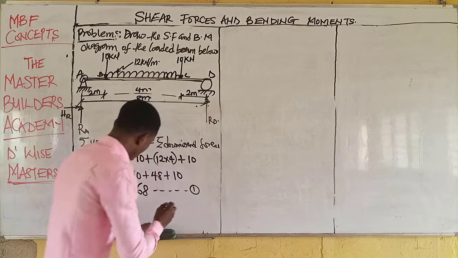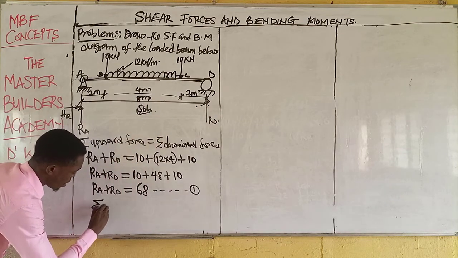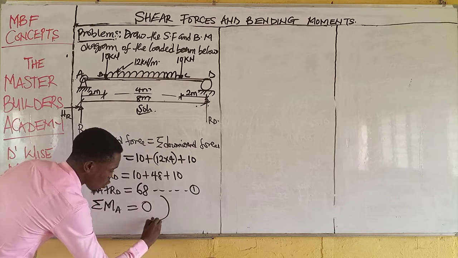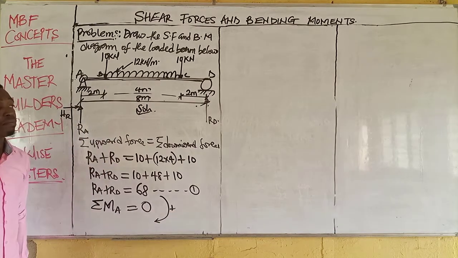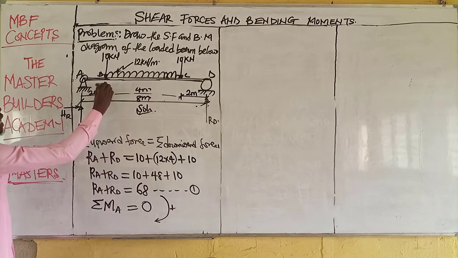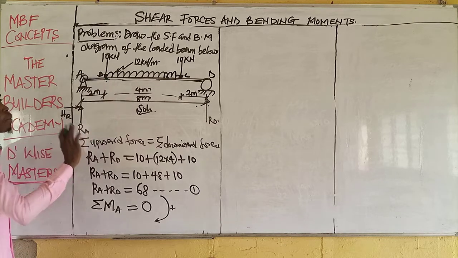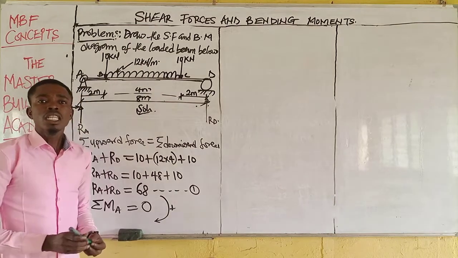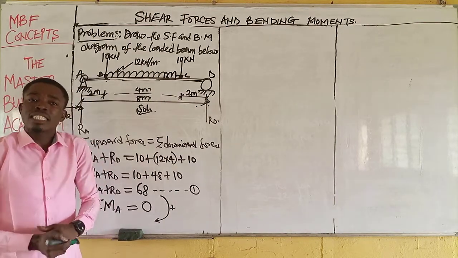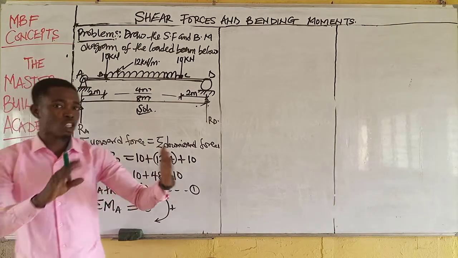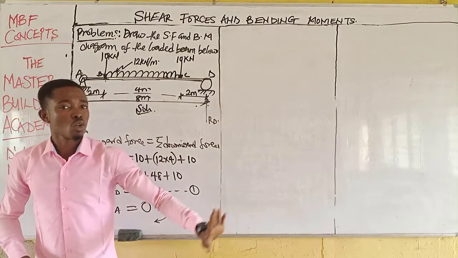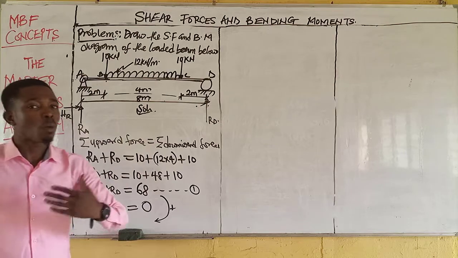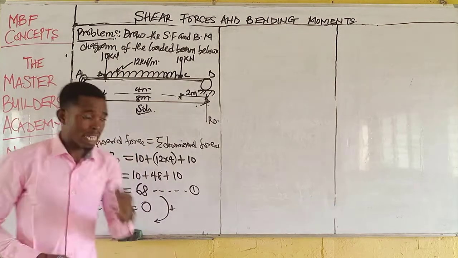So we will simply take moment. Sum of moment at A is equal to 0. So we can simply say take clockwise moment as positive. Now, if we take moment at A, we understand that the next thing we are quickly going to do is to identify the clockwise and the anti-clockwise moment. Because we said that the sum of clockwise moment is equal to the sum of anti-clockwise moments. So, what are the clockwise moments here and what are the anti-clockwise moments? Now, let's get to work.